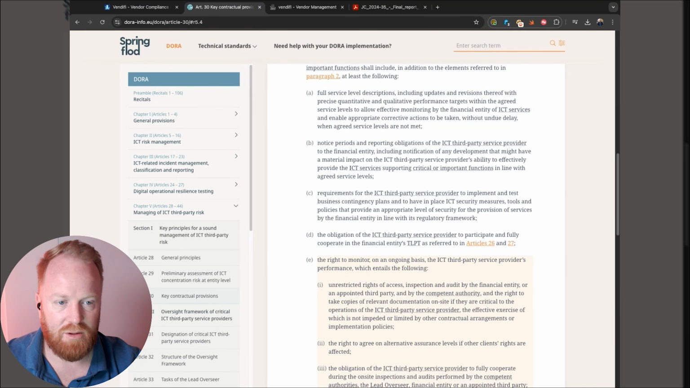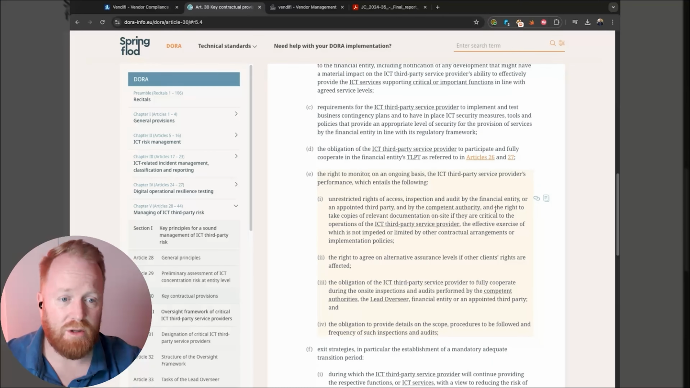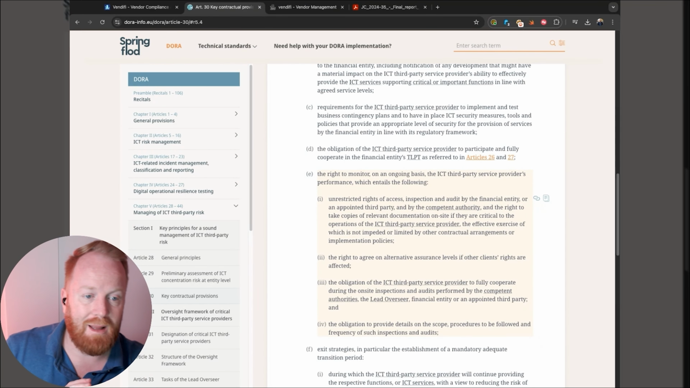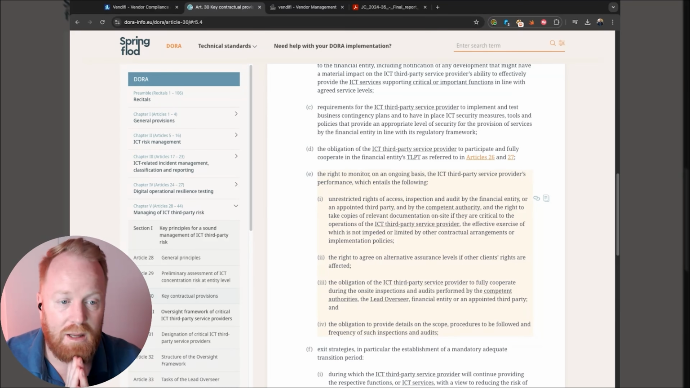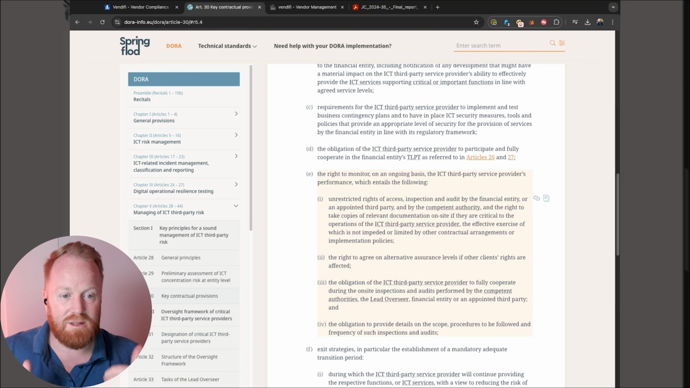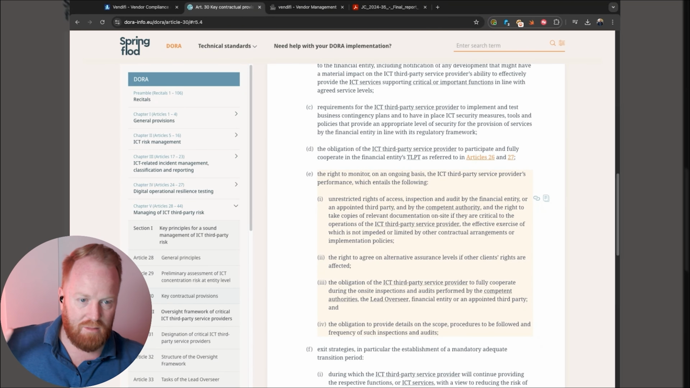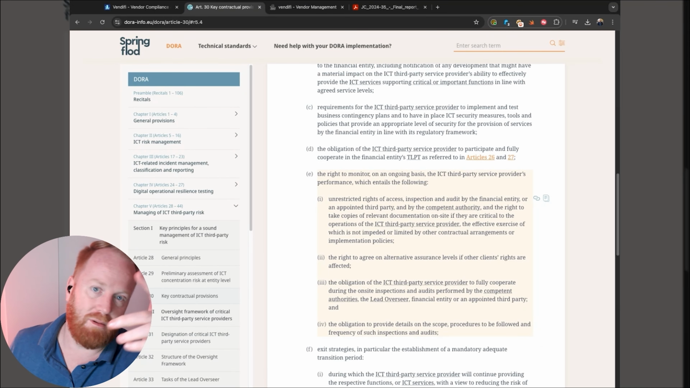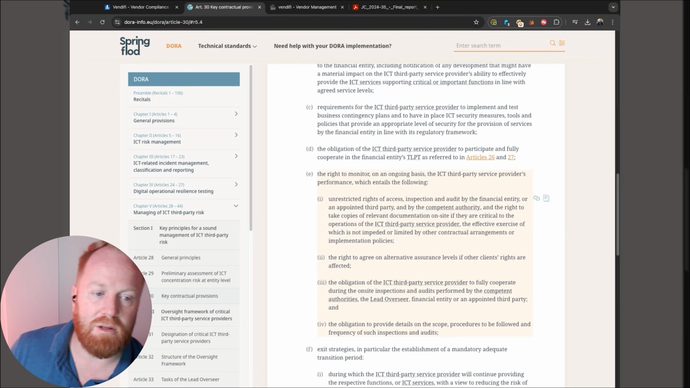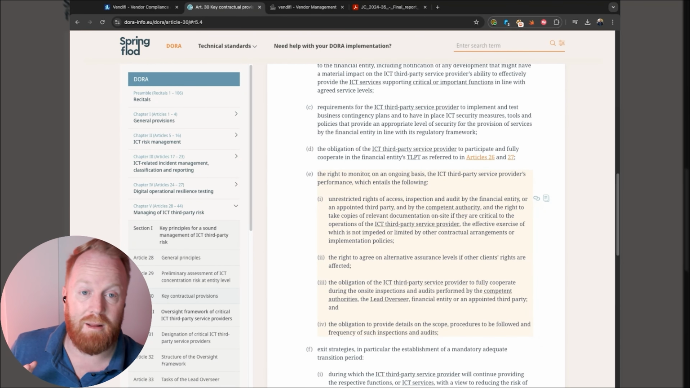We're at E. The right to continually monitor the ICT provider's performance, which includes the following: unrestricted rights for the financial entity and appointed third party and the competent authority to access, inspect, and audit, including taking copies of essential documentation on site, without limitation from other contracts or policies. You will let me into your business, and I will have a look around, and I will take what I need. The right to negotiate alternative assurance levels if the rights of other clients are impacted.